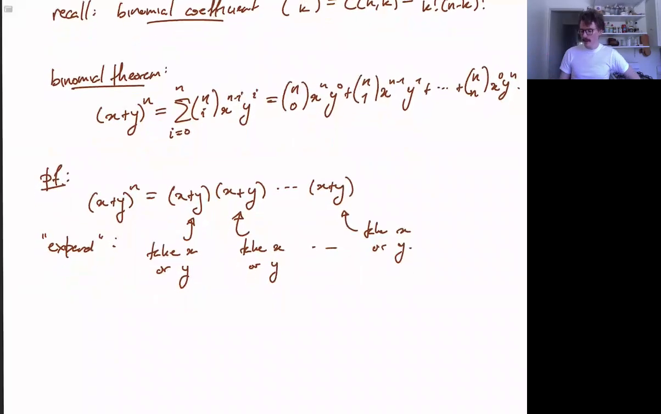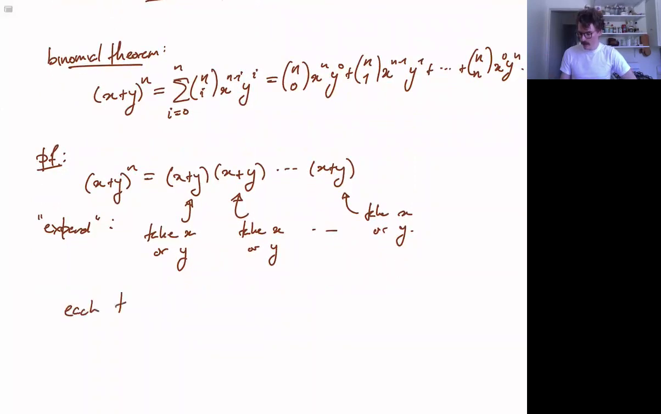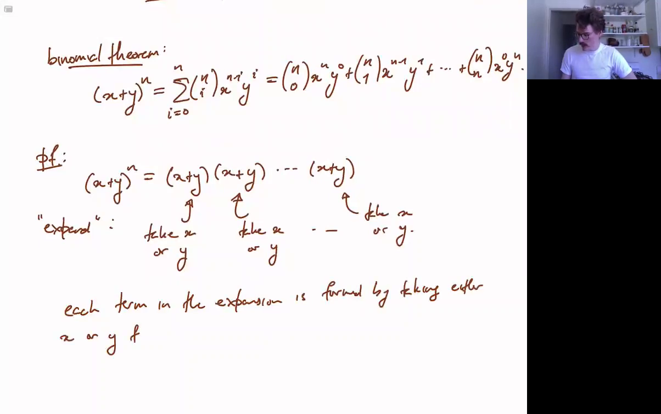What I mean by this, to say it again, is each term in the expansion is formed by taking, I want to reserve the word choose for when I'm talking about n choose i, by taking either x or y from each binomial.